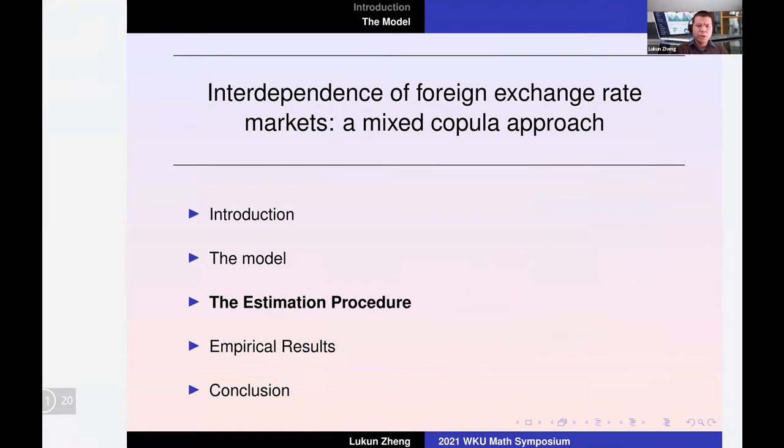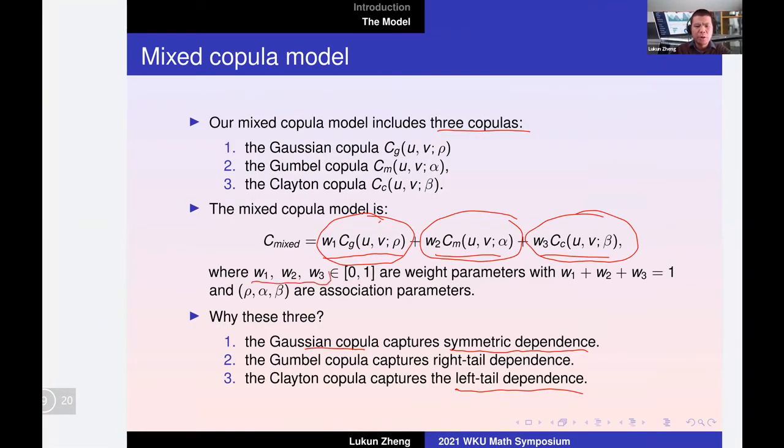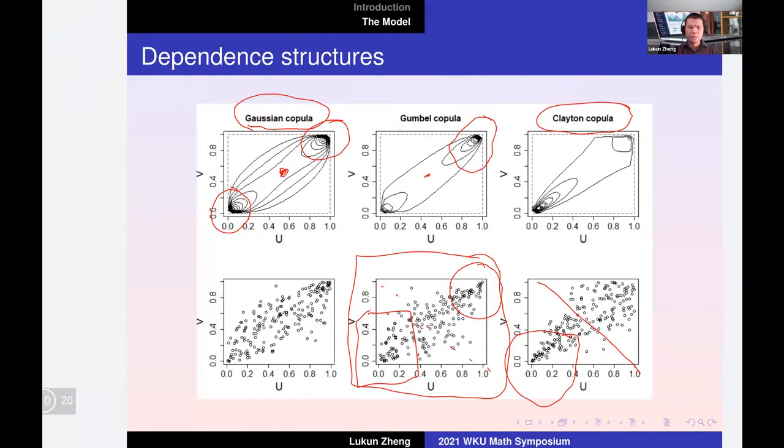Now, in this model, we have different parameters, like these weights and also these association parameters. These weights and parameters tell us something about the dependence structure. Weight 1, weight 2, weight 3 give the proportional structure, that is, the role each structure plays in this pair. And the different association parameters tell us the strength of the dependence. So we are talking not only about the strength of the dependence, but also about the structure of the dependence.